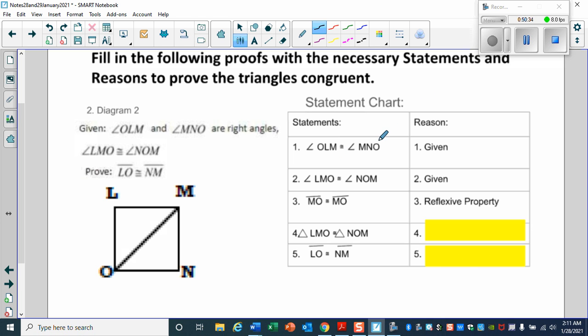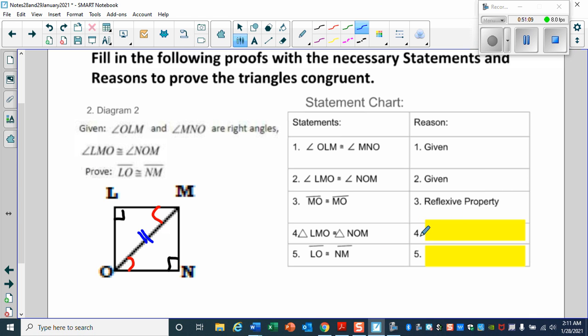So number two, similar to number one, OLM and O are given. In fact, they're right angles. So you could say this. Also, they say LMO is congruent to NOM. All right. Now we also know one other thing. We have a reflexive property.